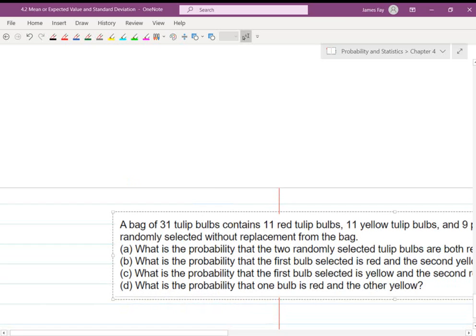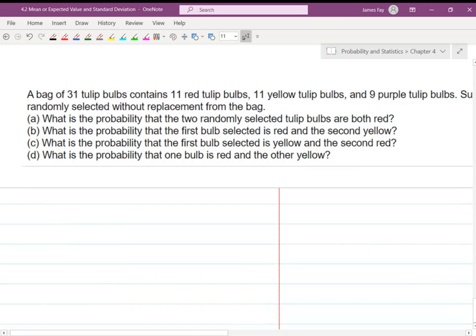All right, it says, what is the probability that 2 randomly selected tulip bulbs are both red? So we're going to probability of both red. So what's the probability that the first one was red? 11 and 31. If I pull a red one out, what's the probability that the second one's going to be red? 10 out of 30. Okay, so that's part A.